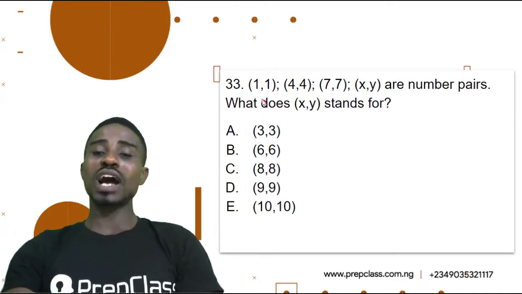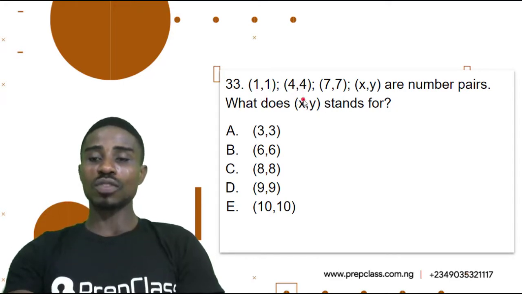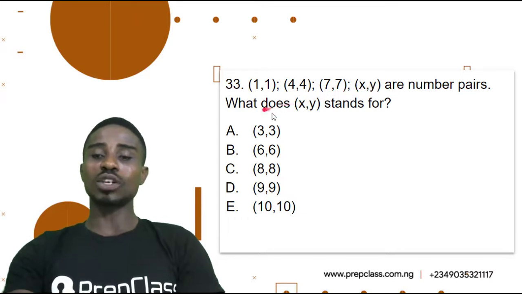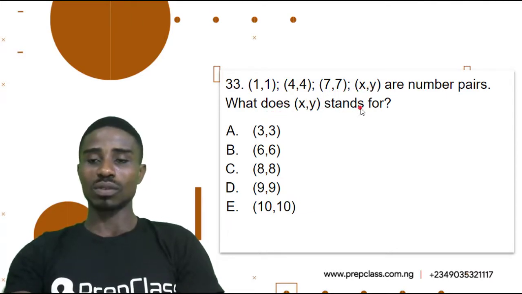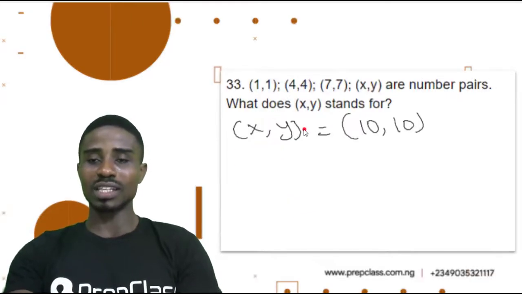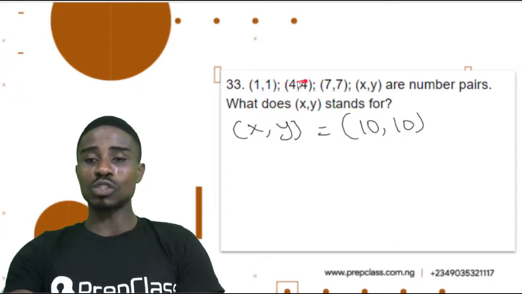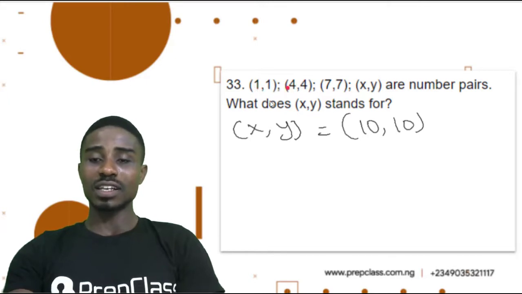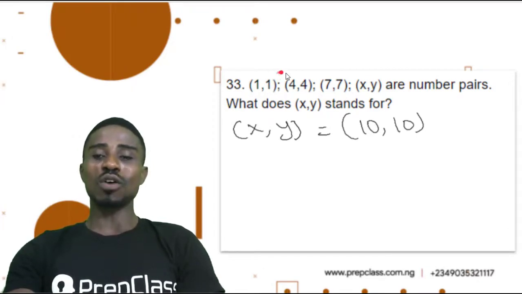So the next one, we have number pairs 1, 1, 4, 4, 7, 7, XY. And we're asking, what does XY stand for? Okay, let's look at how to get this done. If you look at this, we have 1, 1. Now, the difference between these two number pairs is 3. The difference between 4, 4 and 1, 1 would be 3. So it is an increment of 3. So the next one is increased by 3.